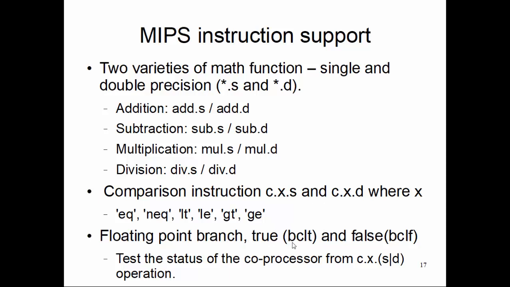Now, floating point branches: bc1t, branch on true, and bc1f, branch on false. It uses the status of the coprocessor's comparison. So you first need to do a comparison instruction, c.x.s or c.x.d, and then branch. It doesn't have something like BNE, BLE, BGE. It has bc1t and bc1f, so branching on comparison true and branching on comparison false, which is the status out of the last comparison instruction computed.